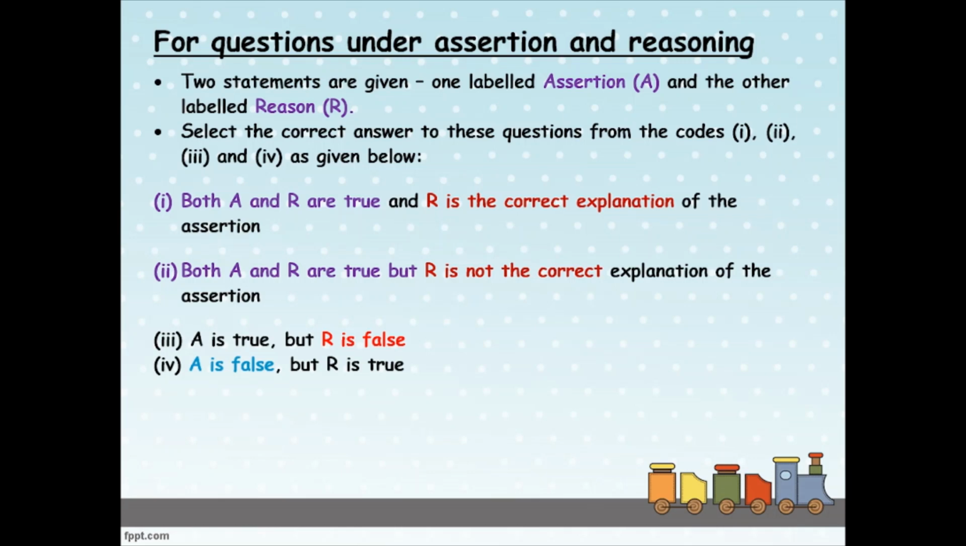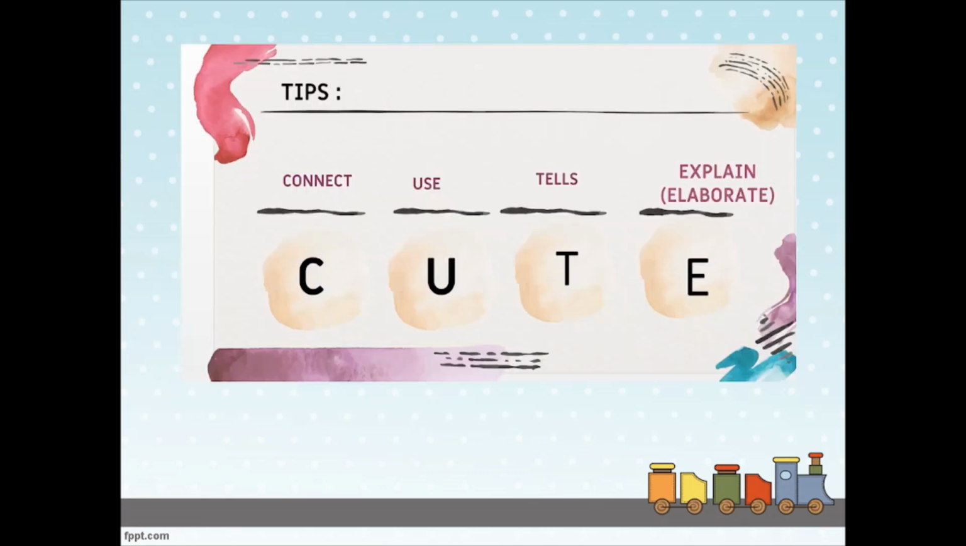Now, when we talk about the connect, the link between the assertion and the reason: you checked that the assertion is true and the reason is also true. You want to check the connect between these two statements. How can I assure that it has a connect? For that I'll give you a simple, cute trick. What is that cute trick?